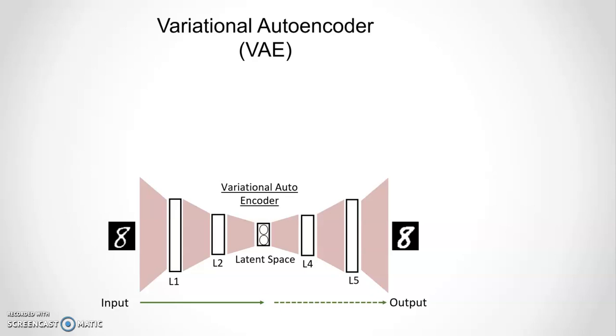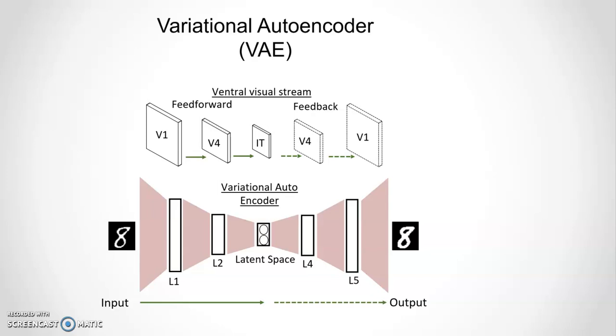As I explained the VAE, you might ask yourself, what were the reasons we used a VAE to represent visual knowledge in our model? Well, one reason was that the VAE resembles the hierarchical visual ventral stream. So L1, L2, and the latent space correspond to V1, V4, and IT cortex. And we can think of L4 and L5 as feedback connections going back from IT to V1.